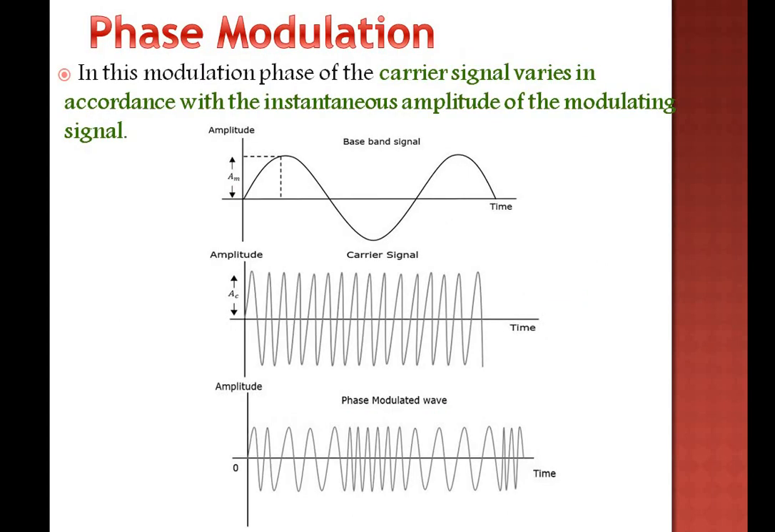Now see, the next topic is phase modulation. From the name itself, you know what phase modulation is. In phase modulation, the phase of the carrier signal is varied in accordance with the amplitude of your message signal. Clear? So what you are going to change here is the phase of the carrier.